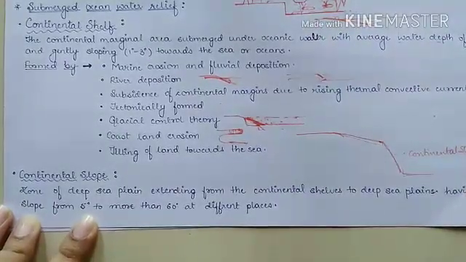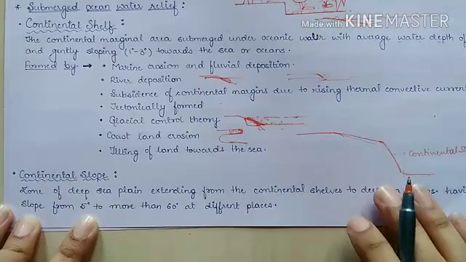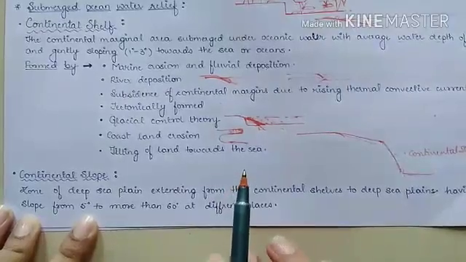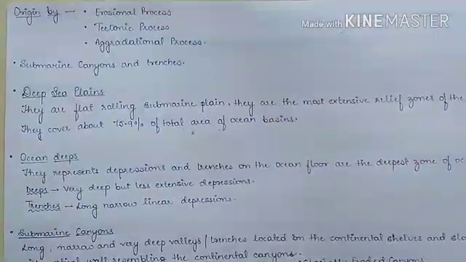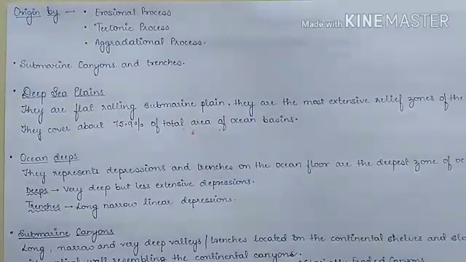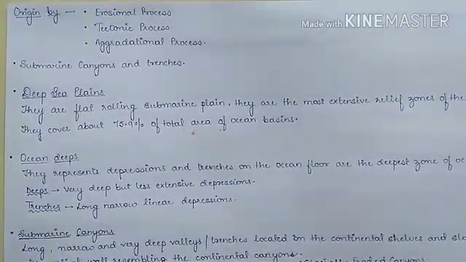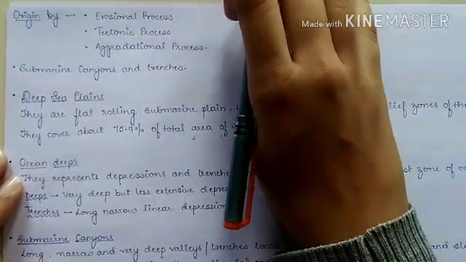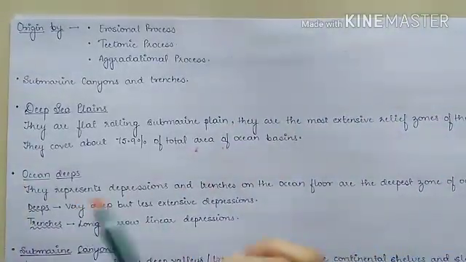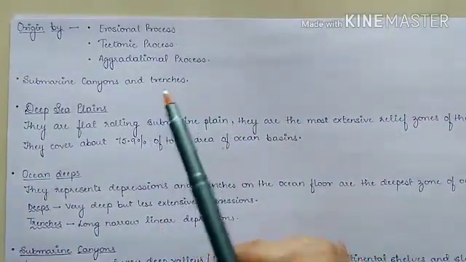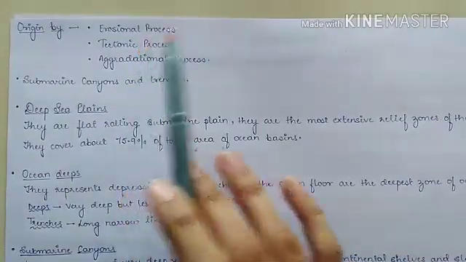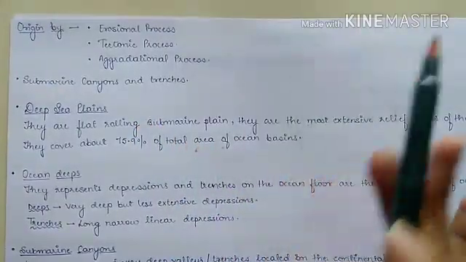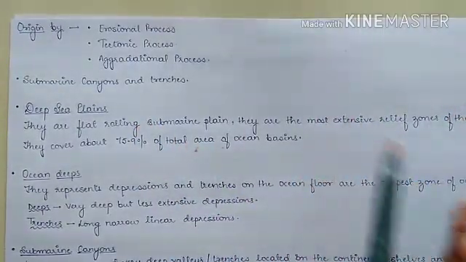Okay, and the depth of the water over continental slope varies from 200 meters to 2000 meters. So these continental shelves occupy only about 8.5% of the total area of ocean basin. Their theory of origin is given by various authorities. These are: first, erosional process; second, tectonic process; and lastly, aggradational process.